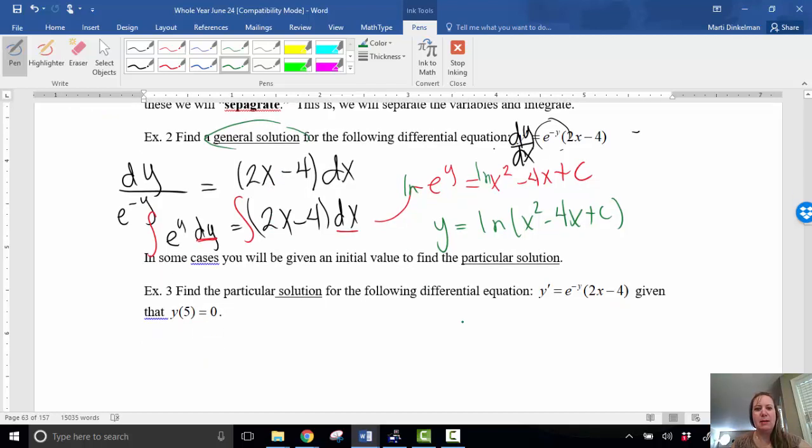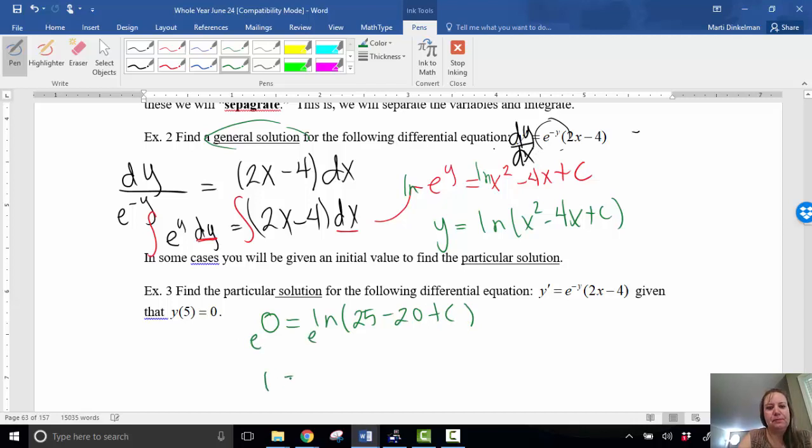Same problem, example 3: what if they tell us some more information? Then we can figure out what the particular solution is going to be. This is just f of x notation. So when y is 0, then x is 5. Let's go ahead and e both sides here. I'll call that 5 plus c on the inside of that one. Okay, so those cancel again. So 5 plus c. So c must be negative 4 then.